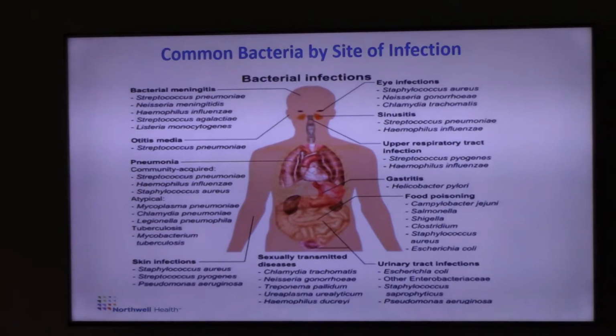For UTIs, Enterobacteriaceae like E. coli are basically gram-negative pathogens, and Rocephin is a lot of times used empirically for UTIs until we get sensitivities, because again it targets those bugs.